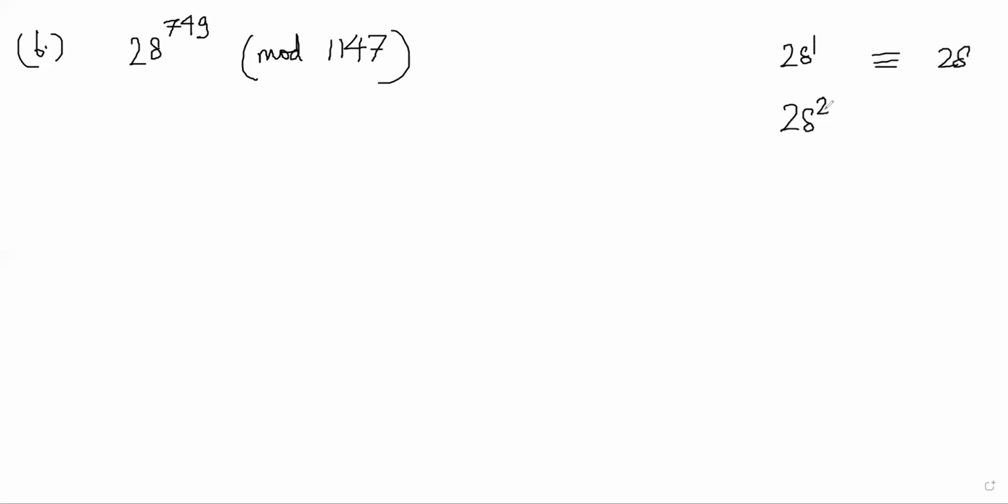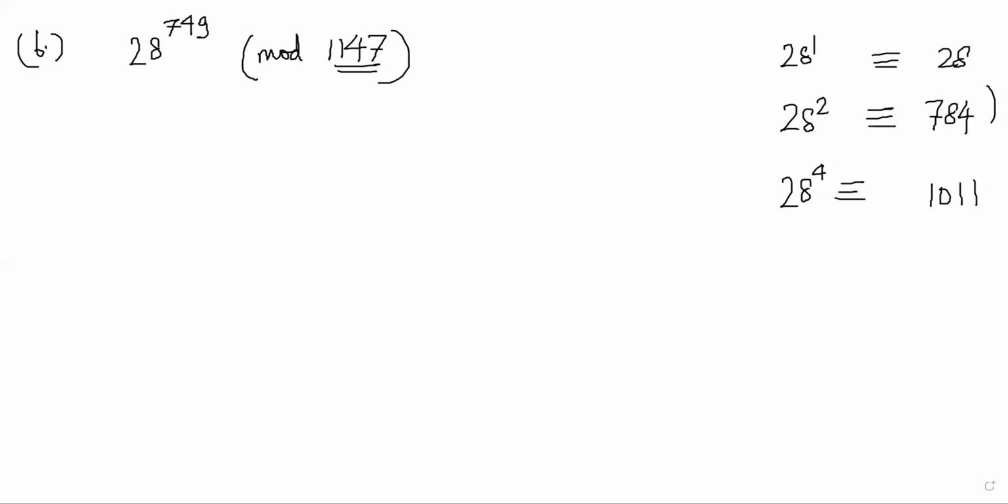Part B is 28 to the power 749 mod 1147, right? In part B, if we construct a table, 28 power 1 will be 28. 28 squared is 784, so it is 784 only. 28 power 4 will come when you do 784 squared and mod 1147. I will just write the answer; you can use a calculator to find that. It is 1011.